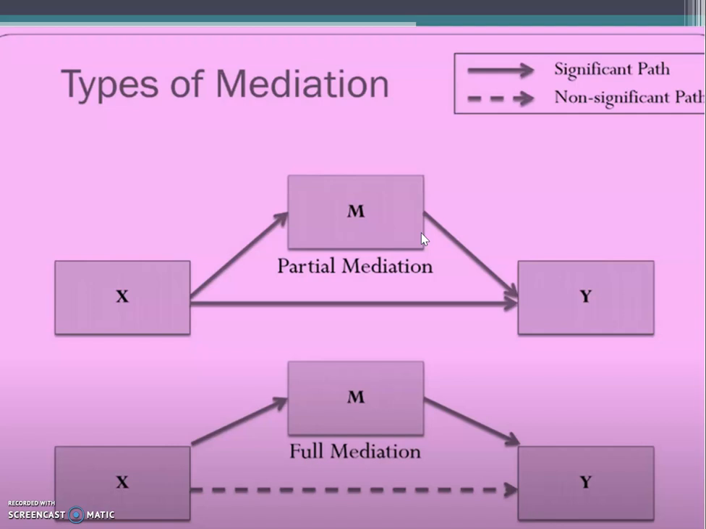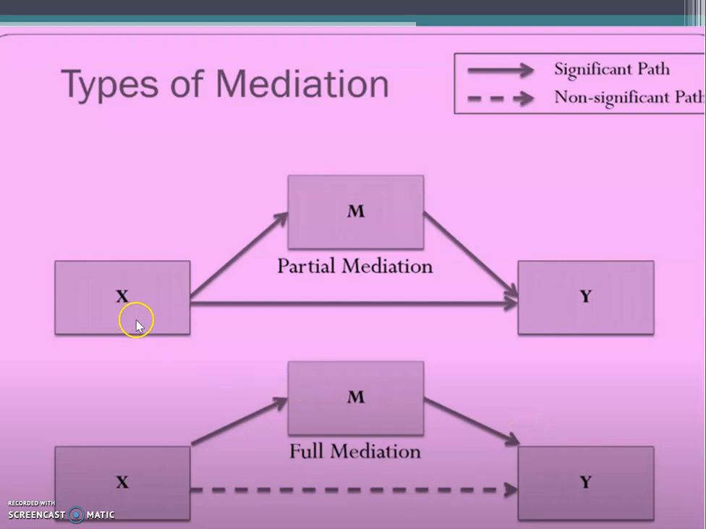So partial mediation, here you see in this case the relationship between X and Y is also present even though M has impact on Y. But in case of full mediation, you see the relationship between X and Y disappears when M is present. This is called a full mediation.